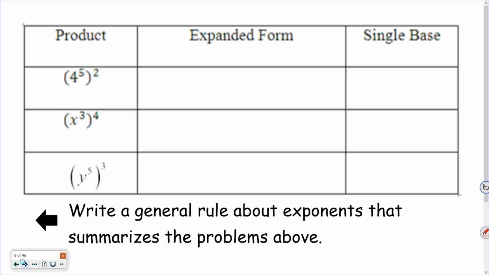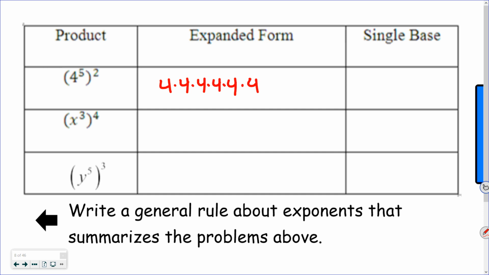All right, let's see if we can figure out this next rule. So I have 4 to the 5th squared. Let's write it out in expanded form. 4 to the 5th means to multiply 4 together 5 times. And then I'm squaring it, so I have to multiply it by itself.